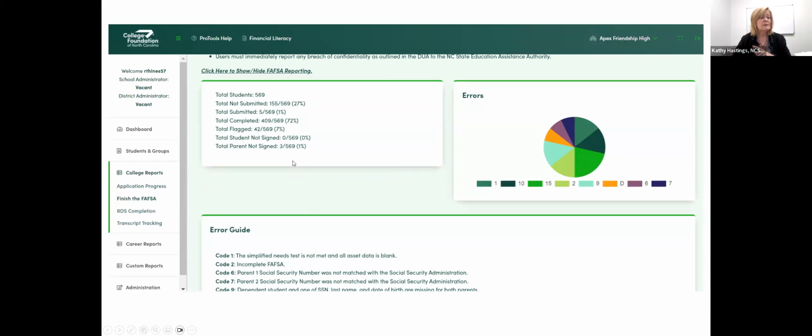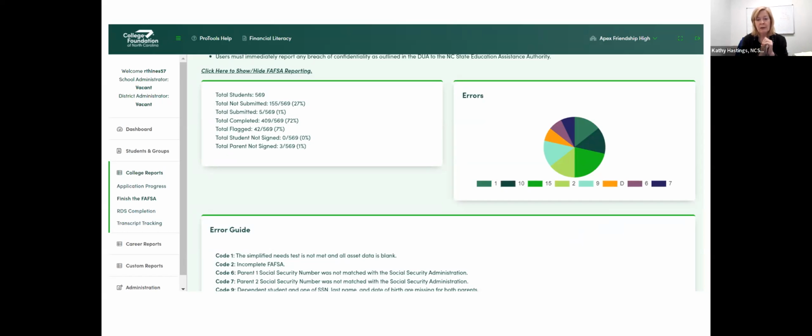This is a new summary report that we have put together for you. So you'll be able to see it at the school level. If you're district personnel, you'll be able to see a district summary as well. You'll see the total number of students that we have in your school records, the number who have submitted, completed, or not submitted a FAFSA, and then if there are any errors like a missing student signature, a parent signature, or if it's been flagged for verification, you'll get a sense of in total what your school looks like. So you have a sense if there's a bunch of errors that need to be followed up on.